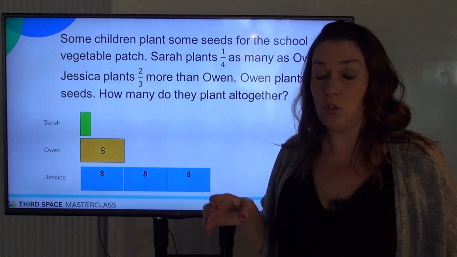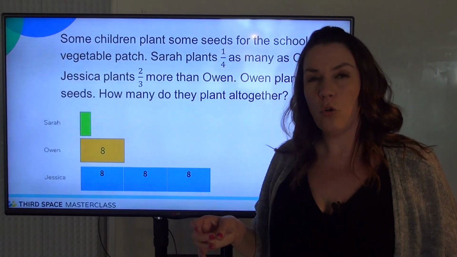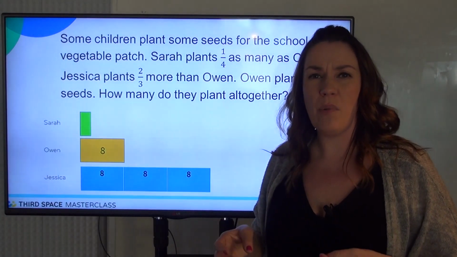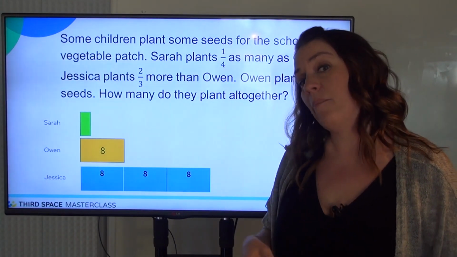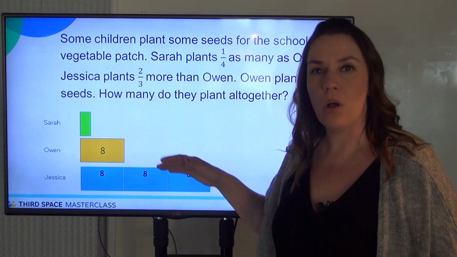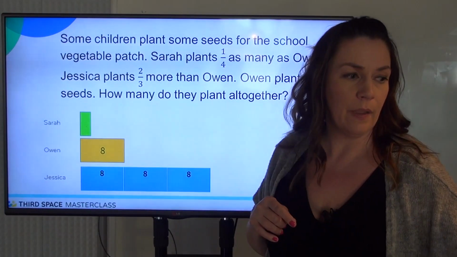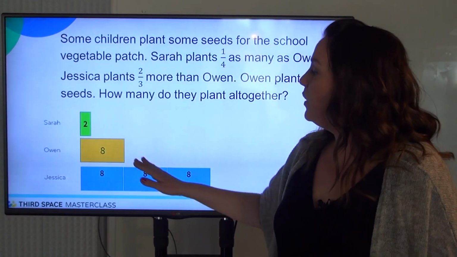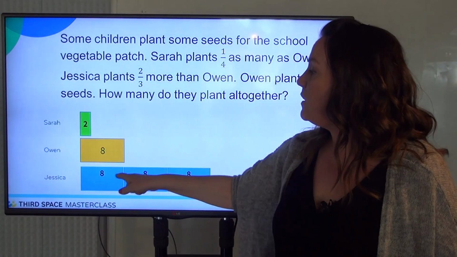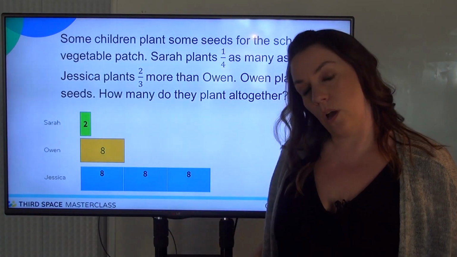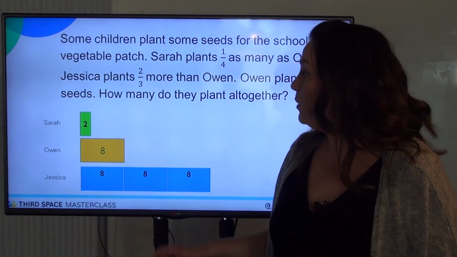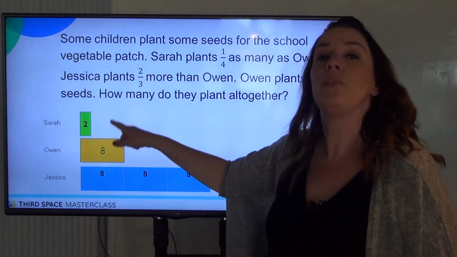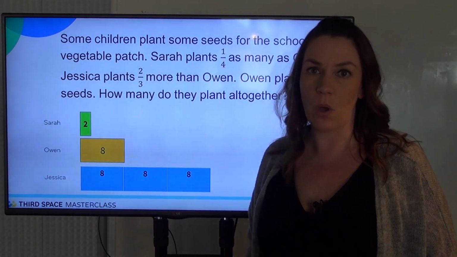But for other pupils, you might have SEN pupils or pupils with EAL that might find it hard to process information. This would really help them, because then they can label the bars and work out the calculation from there. And you can see here that we now know how many everybody plants and then use that to work out. Some pupils will be able to work this out mentally, but other pupils can actually use the bar to help them solve the calculation at the same time.